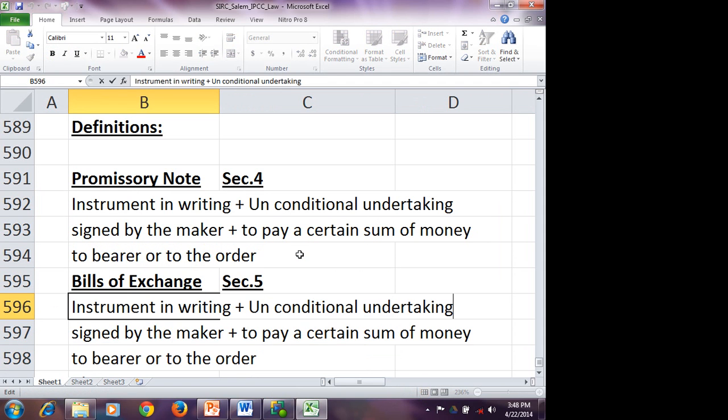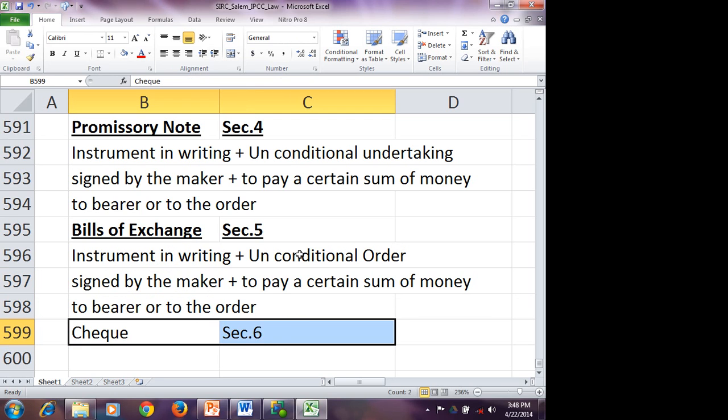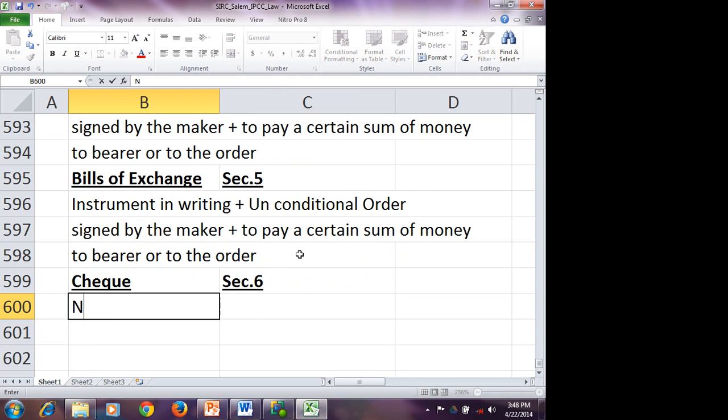Instrument in writing containing an unconditional order signed by the maker or drawer to pay a certain sum of money only, duly stamped and all the things, to the bearer or to the order. In the RBI Act, you can draw only order instruments. What is a check? A check is a bill of exchange.